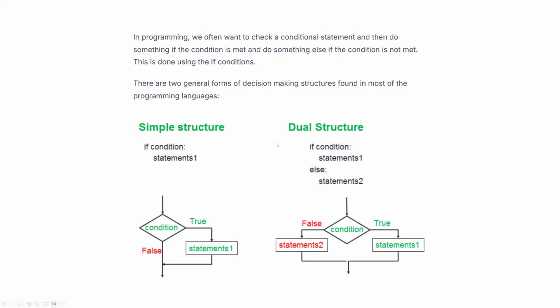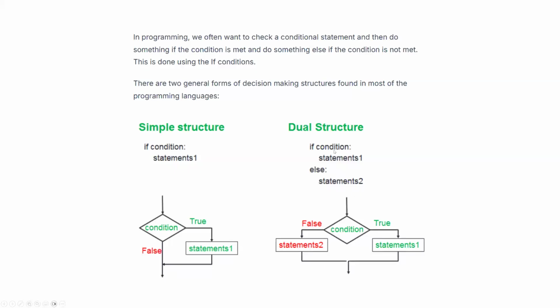But in most cases, we should care about the other cases. What will we run for the other cases? Yes, we have a condition, and if this condition is true, we will run statement 1. But what about the other cases? You should care about the other cases by applying this else structure.